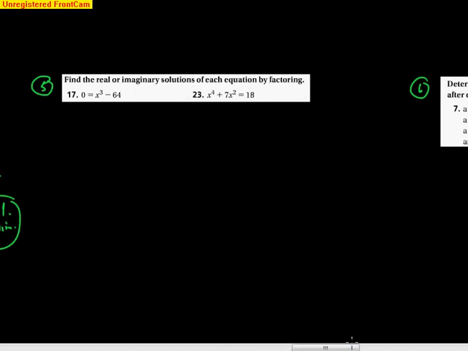5. All right, here we go. Find the real or imaginary solutions. So in the first problem, there are 2 terms, right? It's very important. It says equals 0, and there are 2 terms. So this is going to be a cubes problem. All right, so here's what I will do. The perfect cubes are x cubed, and 64 is 4 cubed.